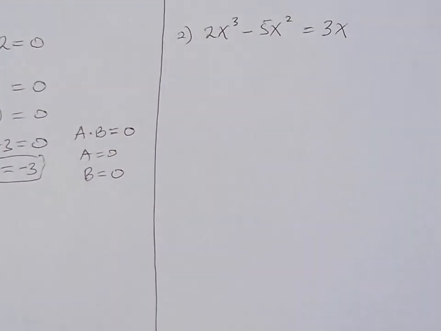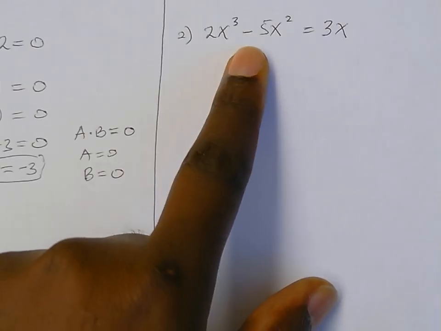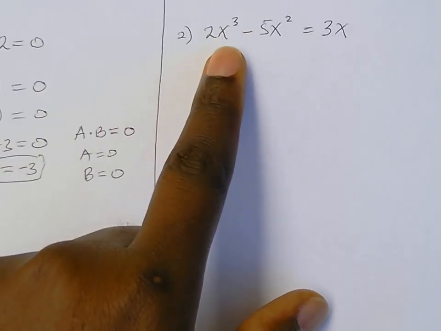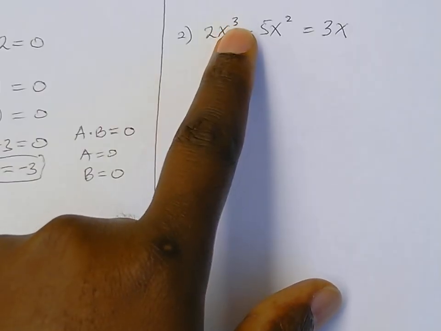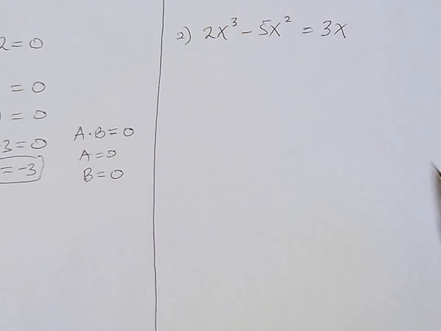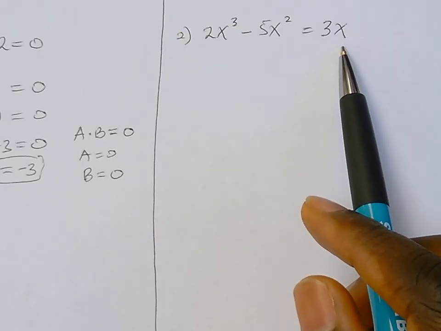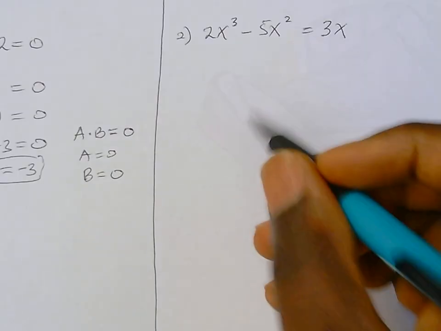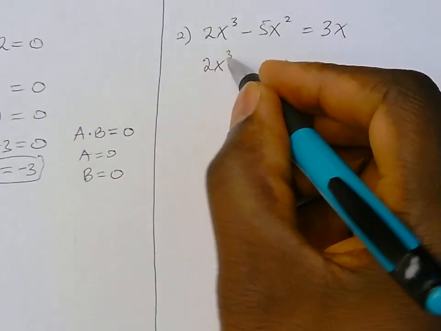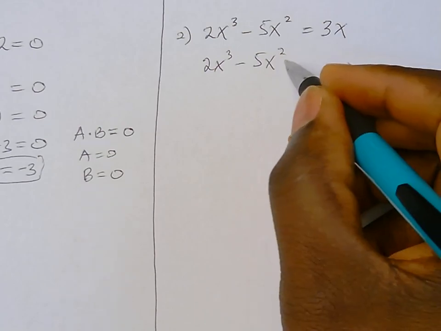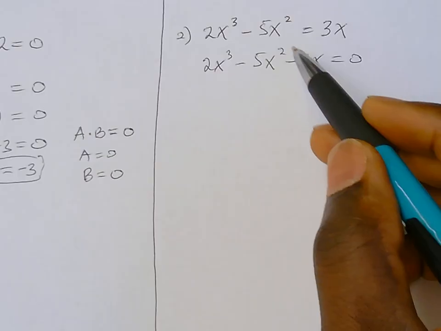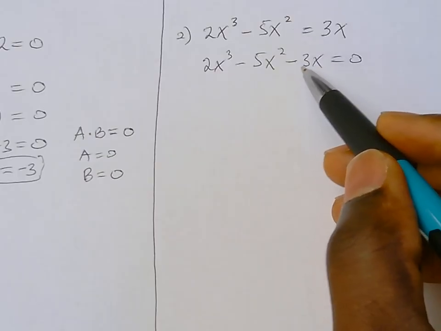Now let's look at example 2. Example 2 says 2x cubed minus 5x equals 3x. Now, this is a cubic polynomial. It has a highest degree of 3. So what we want to do is to make the right-hand side 0. In other words, I would like to move the 3x to the left-hand side. So I end up getting 2x cubed minus 5x squared minus 3x equal to 0. It is positive on the right-hand side, so when I move it over, it becomes negative.